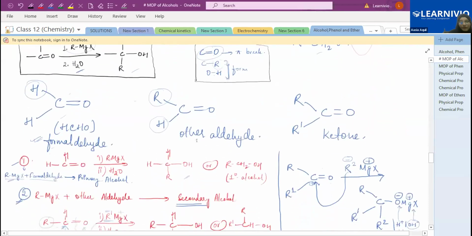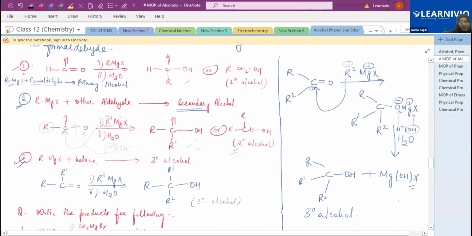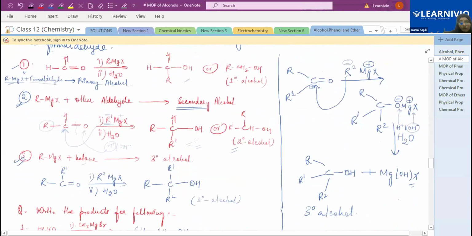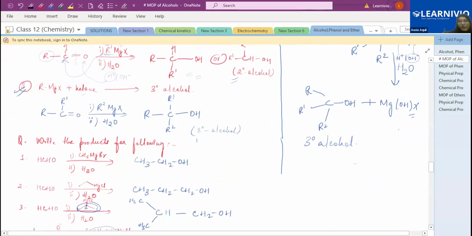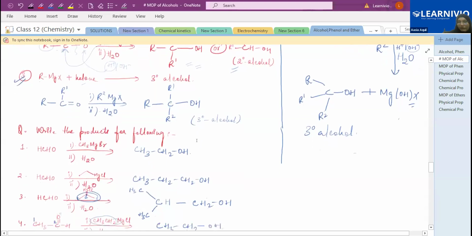Then we discussed different carbonyl compounds. When you add formaldehyde to a Grignard reagent, you will get a primary alcohol. Then with other aldehydes you will get a secondary alcohol. And when you treat the Grignard reagent with a ketone, you will get a tertiary alcohol.